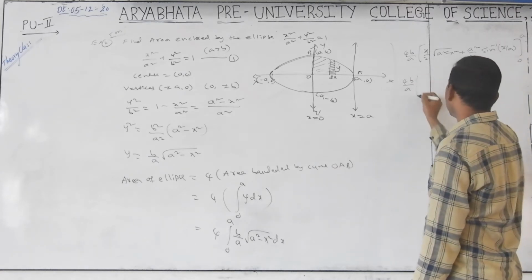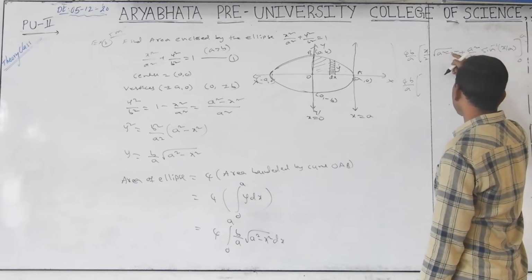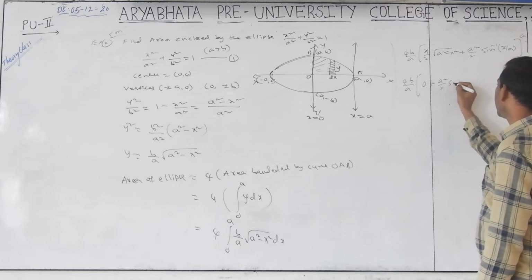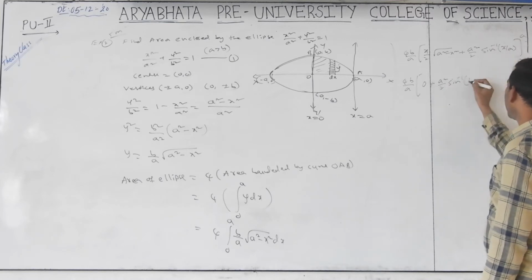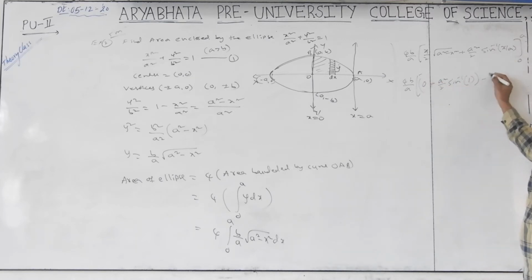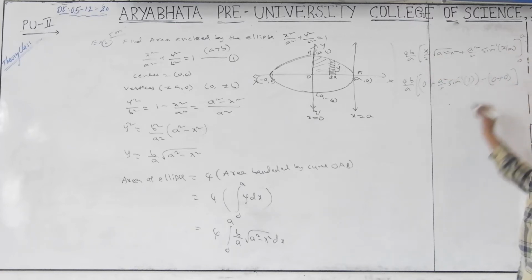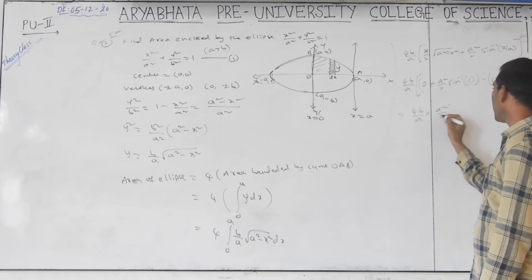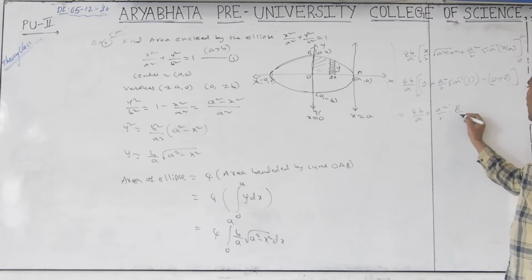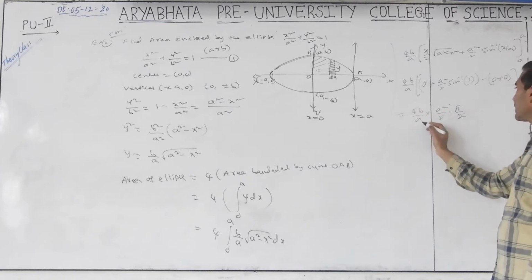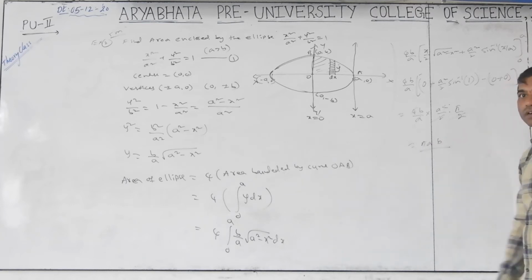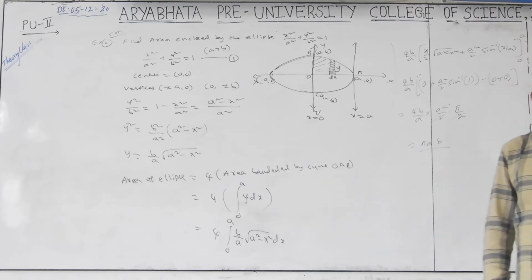4b by a into, applying the upper limit, a square minus a square is 0. Here a square by 2 sine inverse of a by a, which is 1. This is the upper limit. The lower limit is 0 and sine inverse 0 is 0. So 4b by a into a square by 2 into sine inverse of 1, which is pi by 2. Things get cancelled. Here we get pi a b. This is the area of the ellipse.